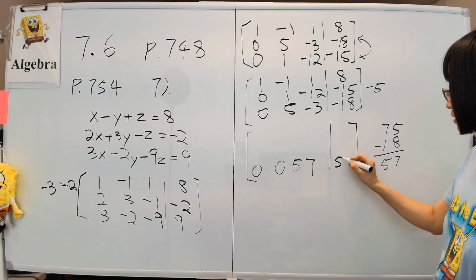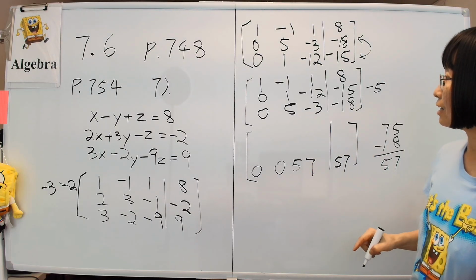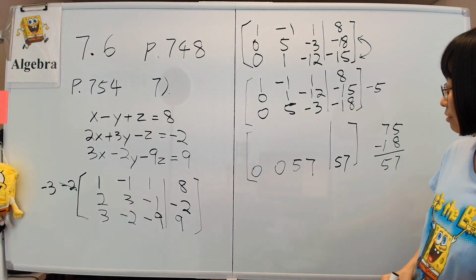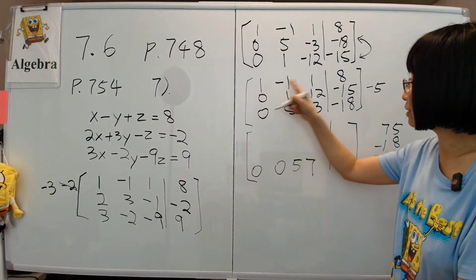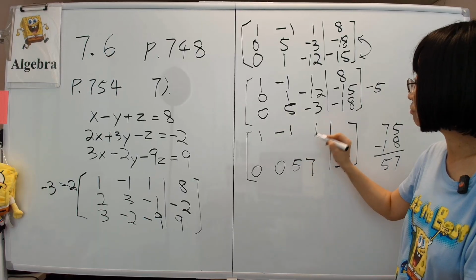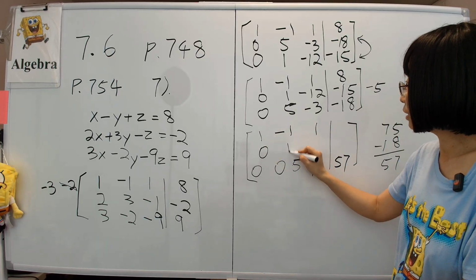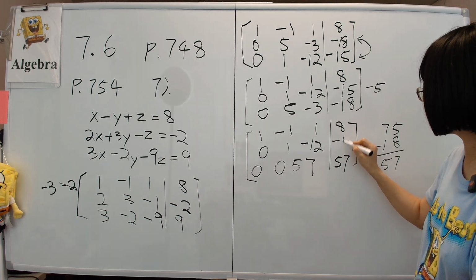That's also 57. All right, that's actually a good sign. Now that I did that, I have to write this. Copy the rest of it down. There's a lot of copying going on. Minus 1, 1, 0, 1, minus 12, and 8, negative 15.